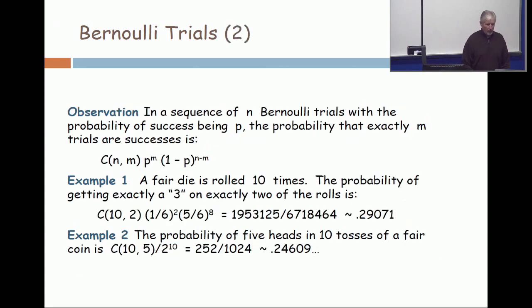Okay. Now, here is an important formula that says if we have Bernoulli trials and we make a total of n trials with the probability of success being p, then the formula for the probability that exactly m of the trials are successes is the binomial coefficient C(n, m), n choose m, times p to the m times 1 minus p to the n minus m.